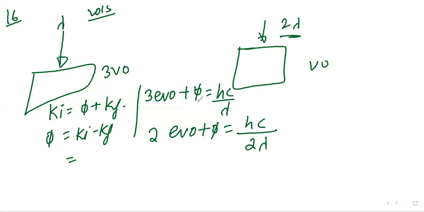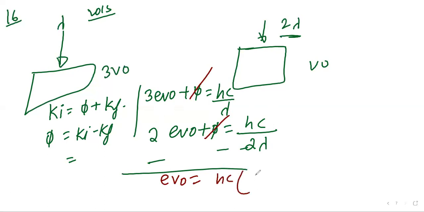So now solving 1 and 2. So you can just subtract it. So this will be minus minus. So this phi will get cancelled. So 3 minus 1 is 2. So 2 eV naught equal to hc by lambda. hc is common, 1 minus 1 upon 2. So it will be hc by 2 is equal to 2 eV naught. Understood?